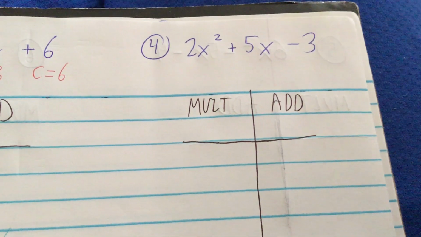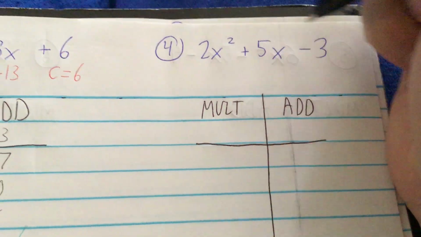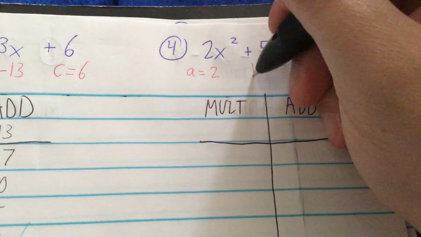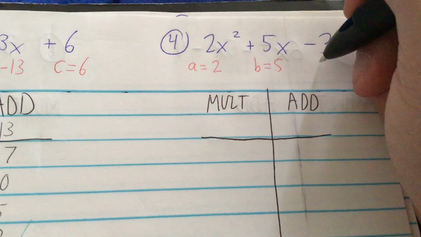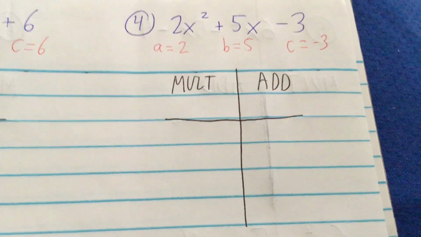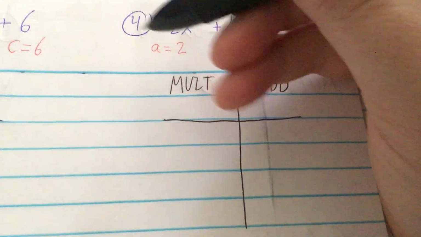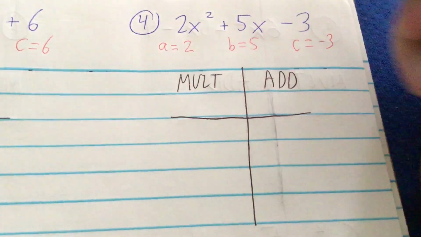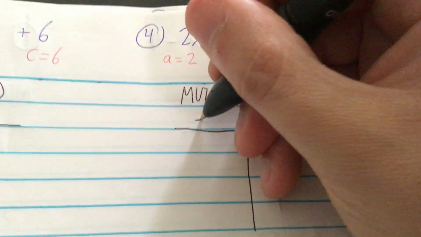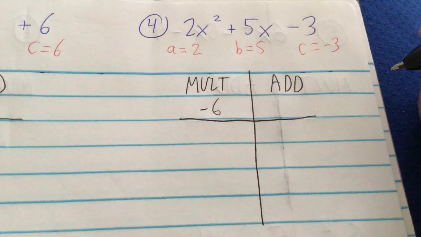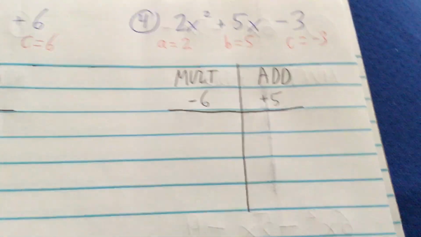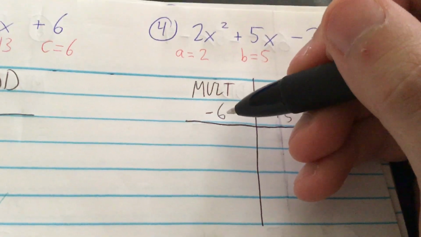Well, I can't factor anything from 2, 5, and 3. So I'm going to call A equals 2, B equals 5 and C equals -3, this is going to give me a huge problem. Well, I'm going to look at this and I multiply to AC. In this case, what is AC? -6. And what is B? +5.